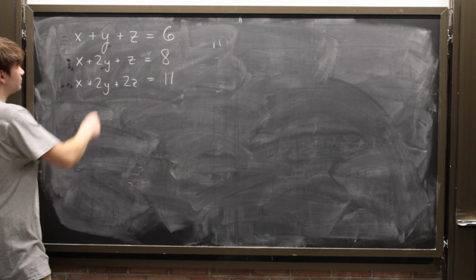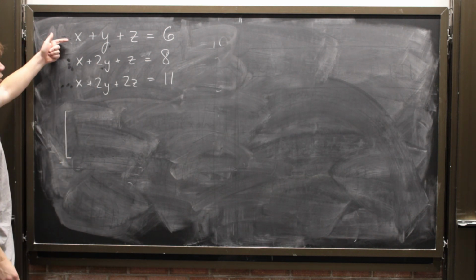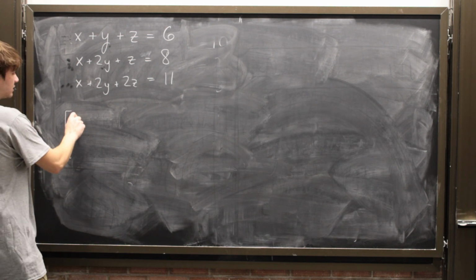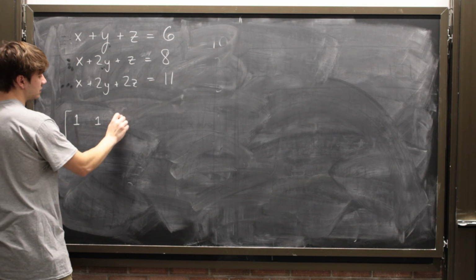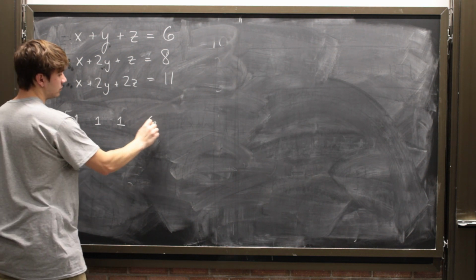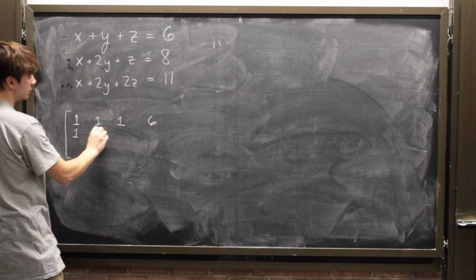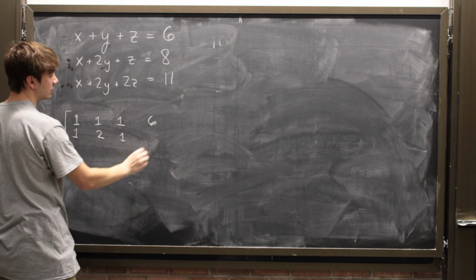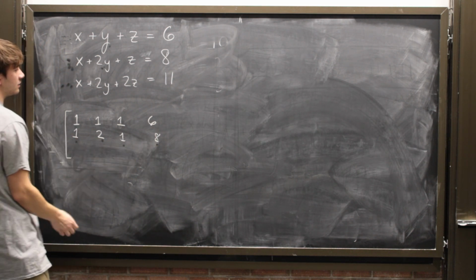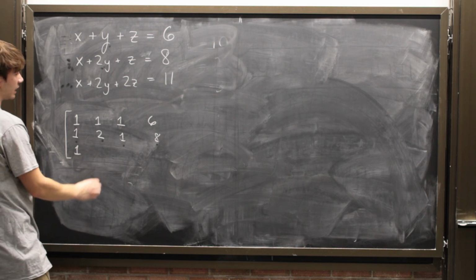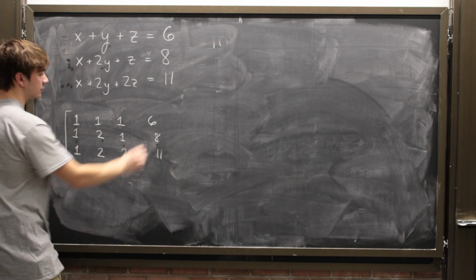Putting this in matrix form, I'm going to encode the coefficients of x, y, and z. In this case, my x coefficient on the first equation is 1, y coefficient is 1, z coefficient is 1, and this is equal to 6, so I write a 6 here. Same thing with the second equation, I'm going to encode it as 1, 2, 1, 8. So 1x plus 2y plus z is equal to 8. And the third equation, similarly, 1x plus 2y plus 2z is equal to 11.